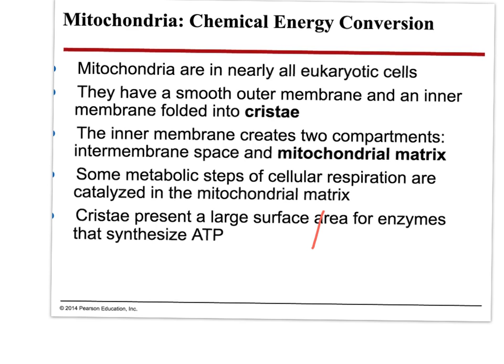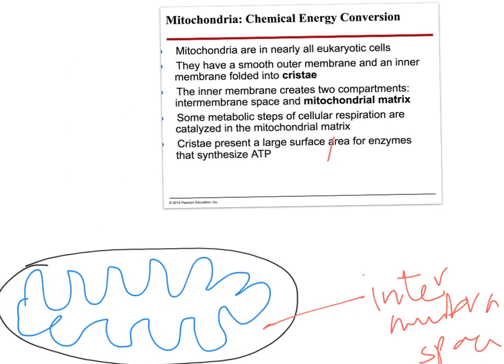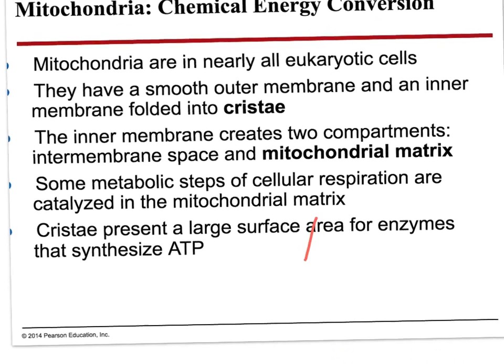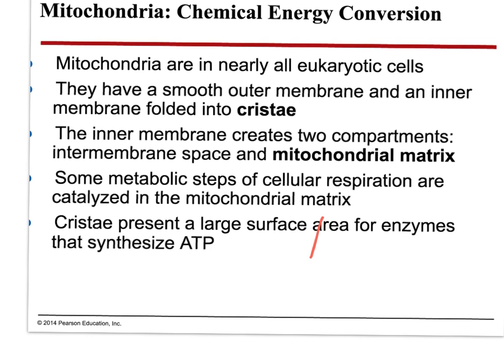So, what you end up with is the intermembrane space and the mitochondrial matrix. The matrix is this part in the middle, right here. This is your matrix part, right? And then you have the intermembrane space. Some of the steps of cellular respiration are done across this. This is the important part. Some of it's going to happen in the matrix, within the inner membrane, and some of it's going to happen in the intermembrane space. Okay? The folding allows for a large surface area for the synthesis of ATP.